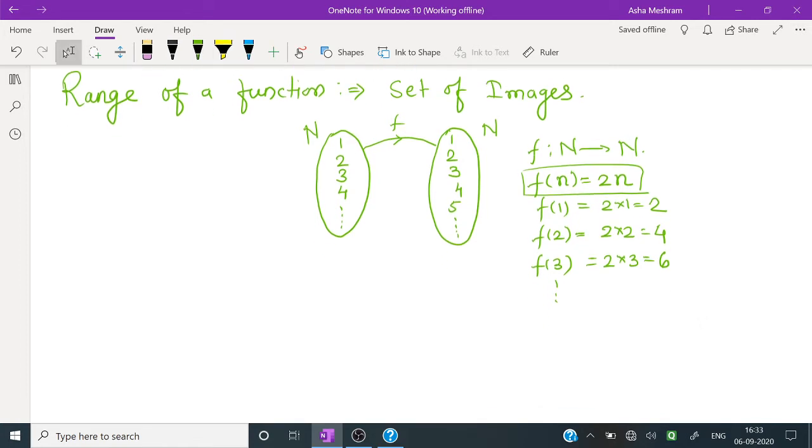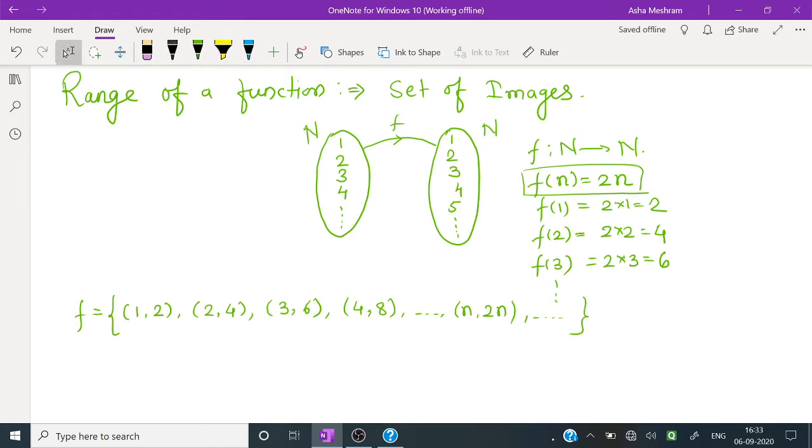So how can I write this function? That function which contains the set 1 with 1 is paired with 2, then 2 is paired with 4, next 3 is paired with 6. Can you guess the next element? 4 will be paired with 8 and so on. If I take the nth element, then this image will be 2n and so on.